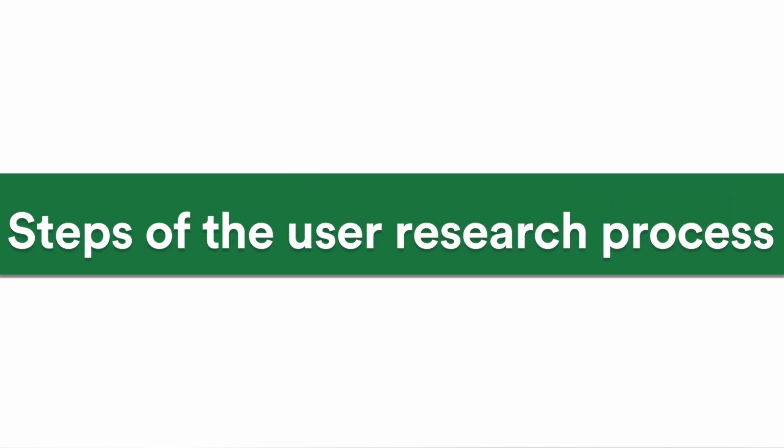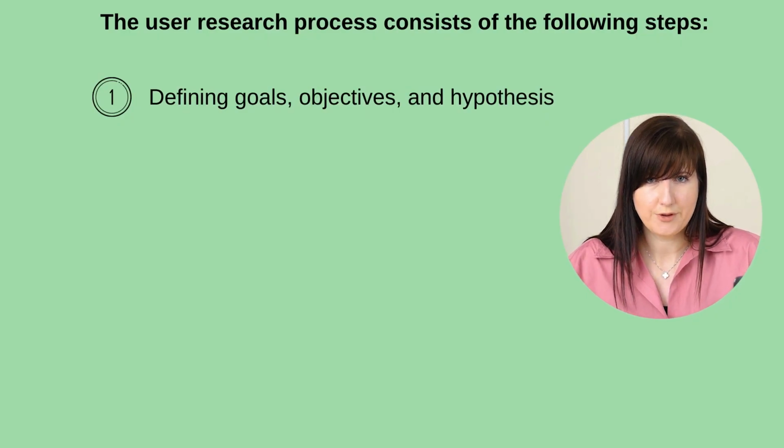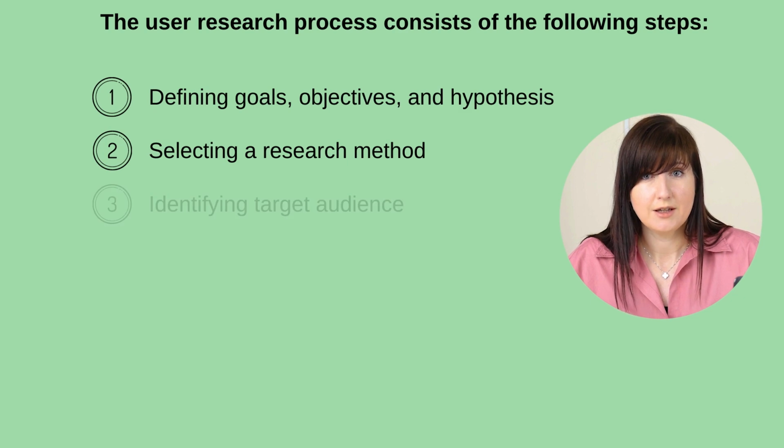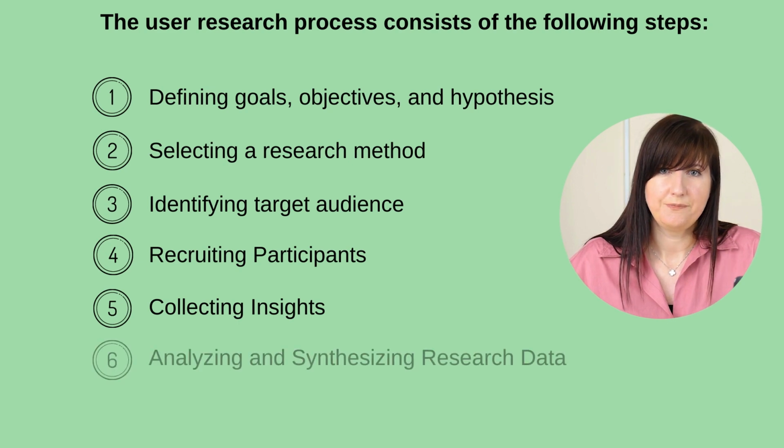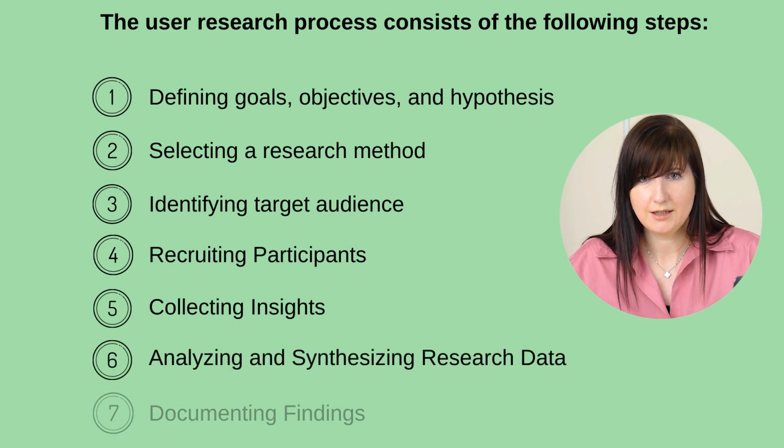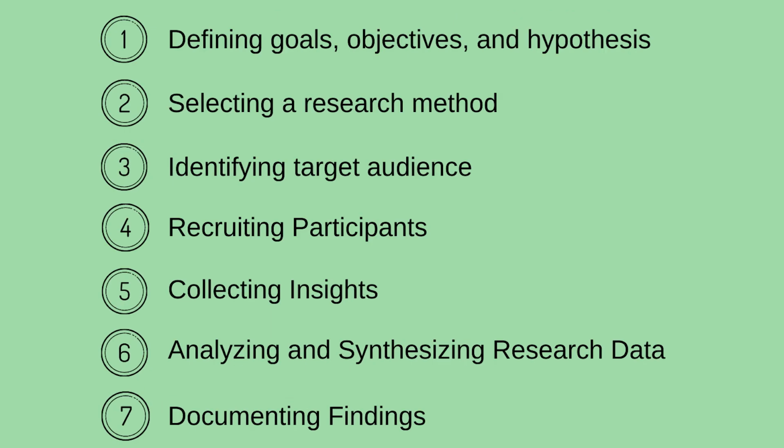Of course, doing user research takes a lot of preparation before you even begin asking users anything. However, the efforts you invest in planning the research always pay off, since it helps you stay on track with your research activities and get clear answers to the research questions. The user research process consists of the following steps: defining goals, objectives, and hypotheses, selecting a user research method, identifying target audience, recruiting participants, collecting insights, analyzing and synthesizing research data, and documenting findings. In the following lectures, we'll cover every step of the process.